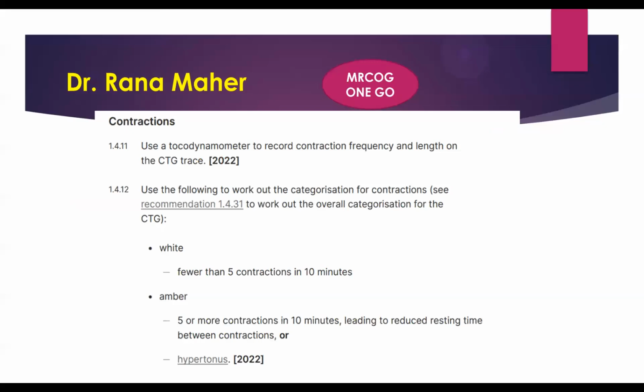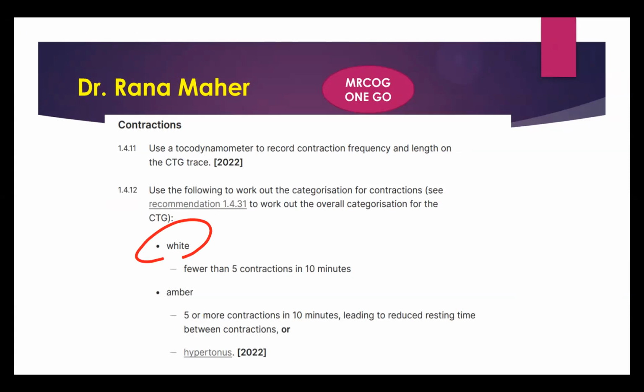Number 1, contractions. We will check the contractions. We need to check the frequency and the length: 3 in 10 minutes, 4 in 10 minutes, and the contraction lasting for 40 seconds, for example. We will give the contractions 2 colors only, white and amber. White, fewer than 5 contractions in 10 minutes. Amber, if it's 5 or more, and if there is reduced resting time between the contractions.